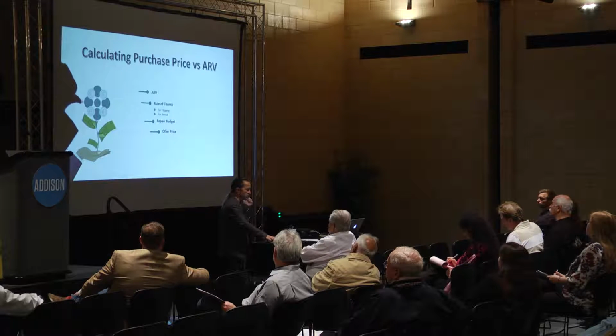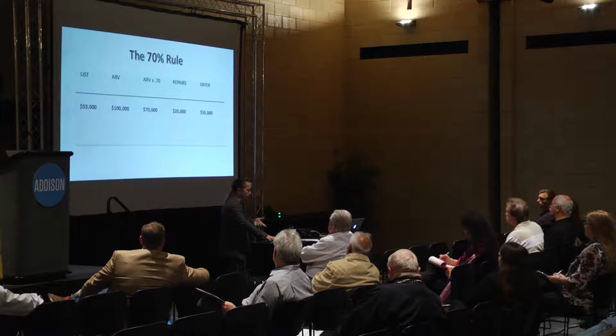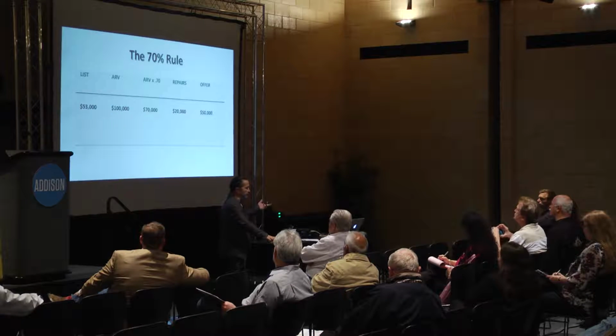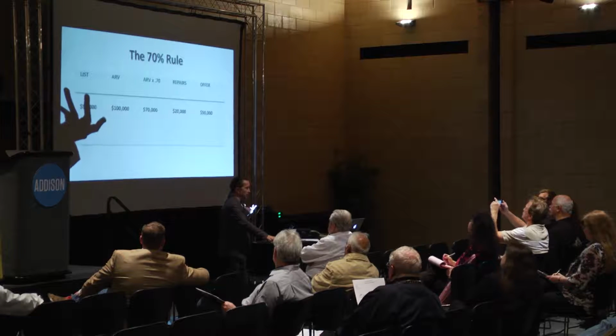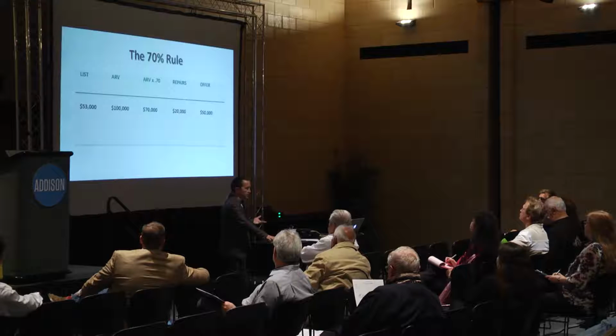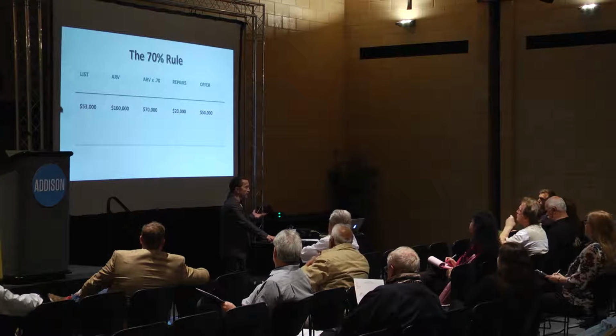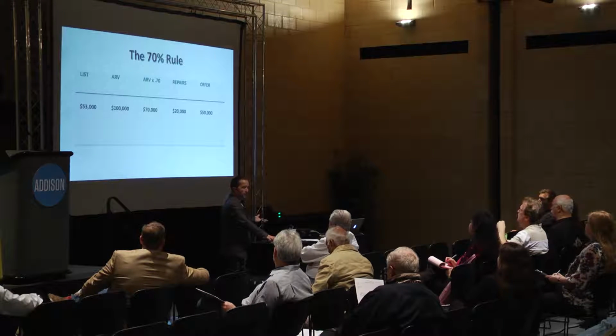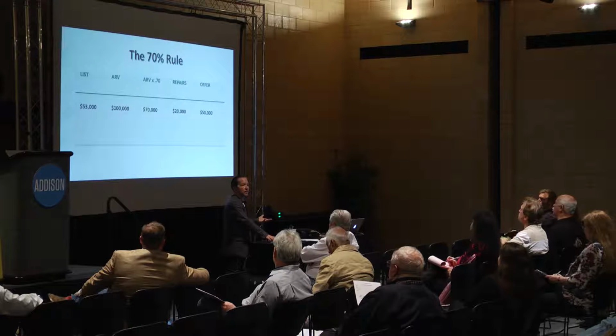Then we're going to do a couple of things here. We'll calculate the purchase price versus the ARV, and we'll look at the 70% rule. Just as an outline, if it was listed for 53, you anticipate the ARV to be $100,000. The 70% rule would say the 70% is 70,000. If your repairs are calculated at 20 grand, then your offer would be in the $50,000 vicinity.